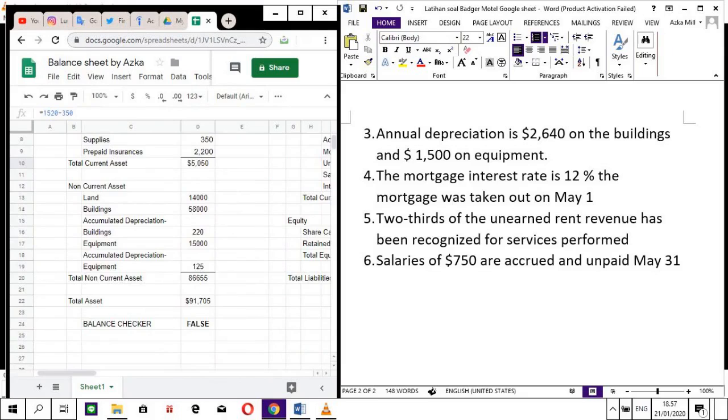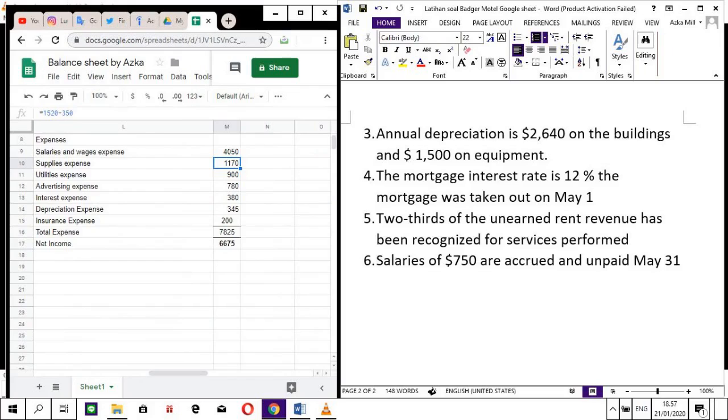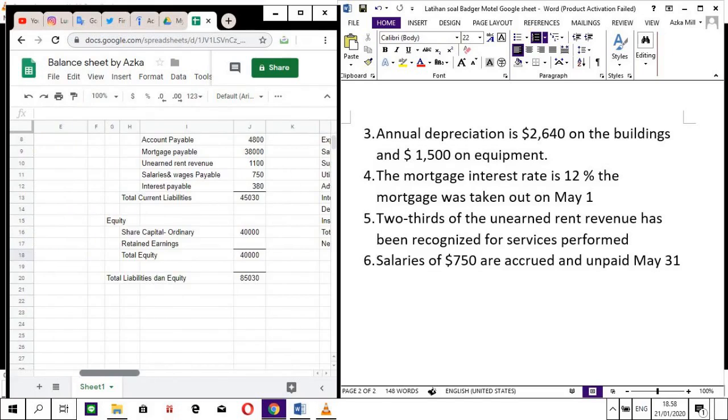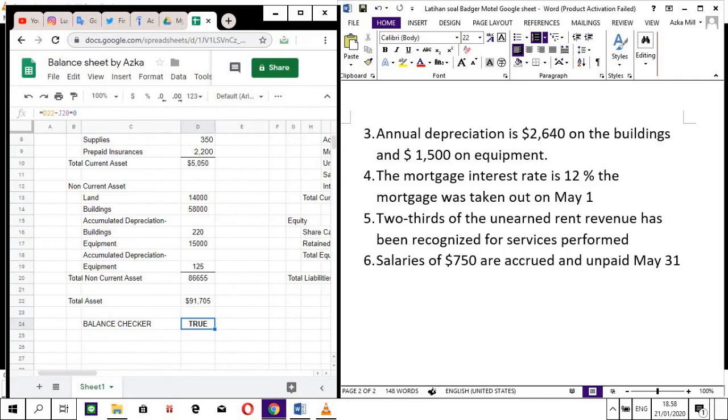So, wow, the balance sheet still isn't balanced. How can that be? So, 6,675 is our profit. Now we have to flow it through the retained earnings and balance our sheet. Okay.